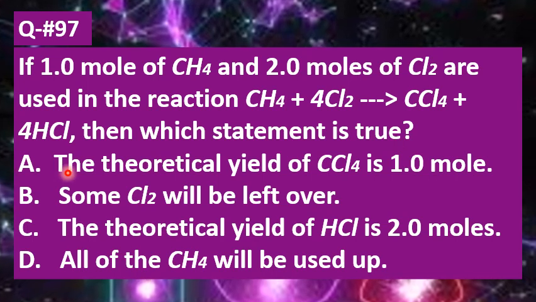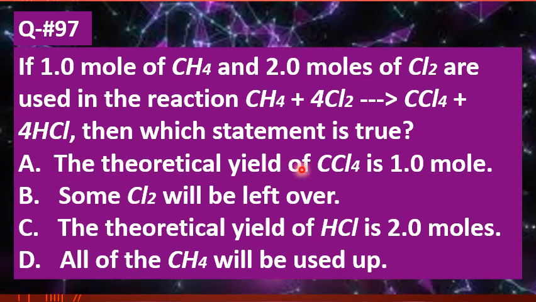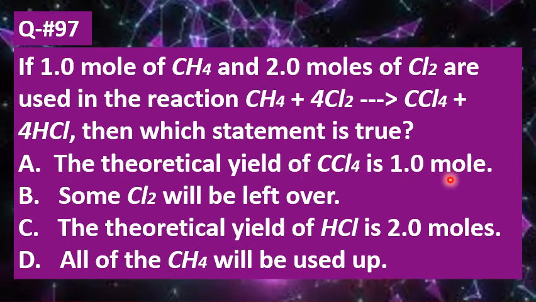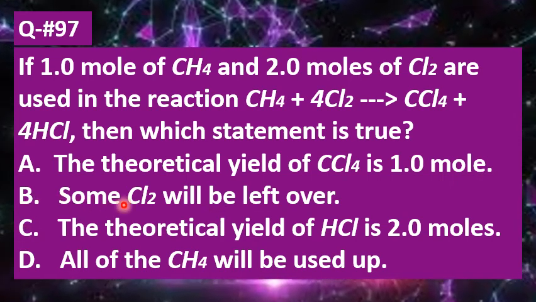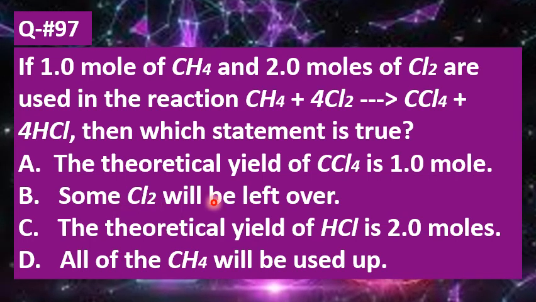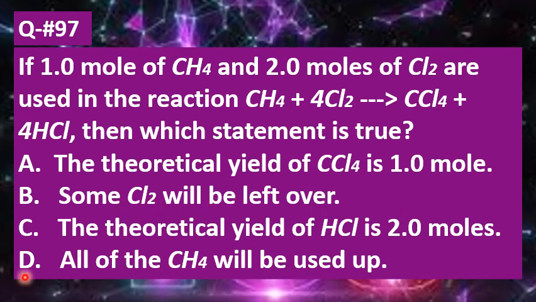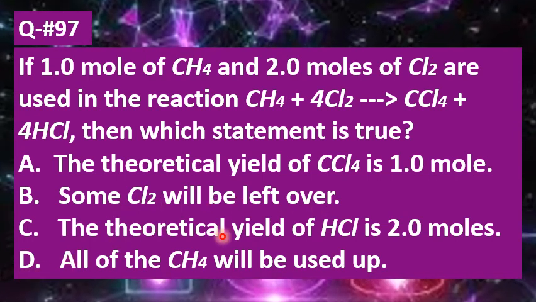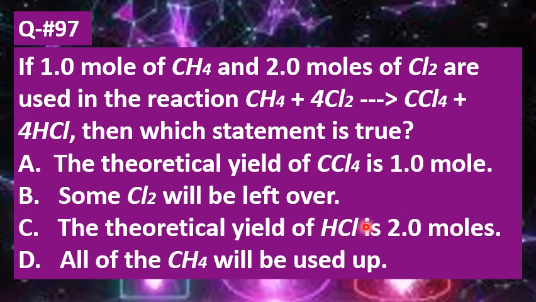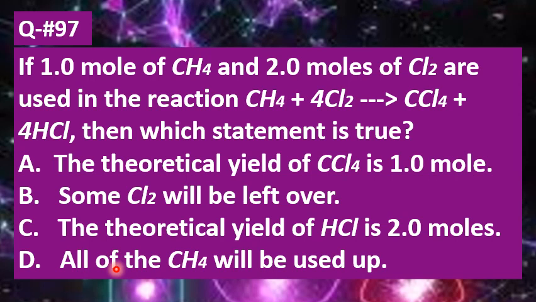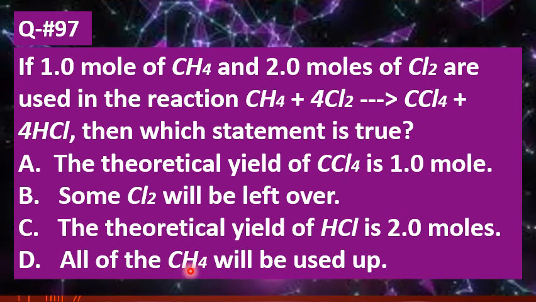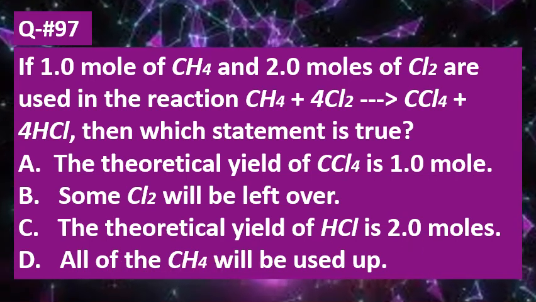Letter A, the theoretical yield of carbon tetrachloride is 1.0 mole. Letter B, some chlorine gas will be left over. Letter C, the theoretical yield of hydrochloric acid is 2.0 moles. And letter D, all of the methane gas will be used up.